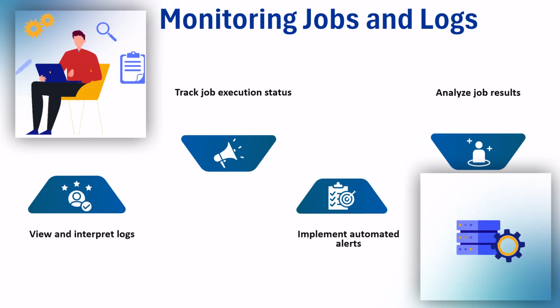Monitoring jobs is like keeping an eye on your cooking. Don't let anything burn. First, track execution status so things stay on course. Analyzing results ensures our playbooks aren't failing in silence. Logs, they're like diaries for our servers. Reading them is crucial. And automated alerts help us react before problems turn into disasters. Let's keep things running smoothly.